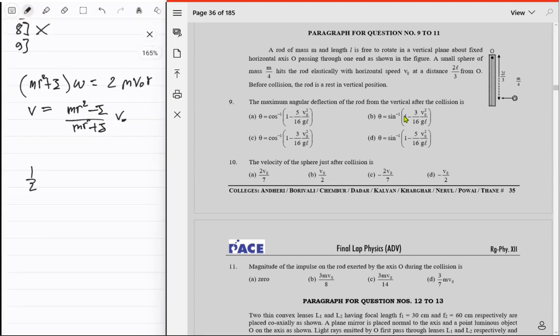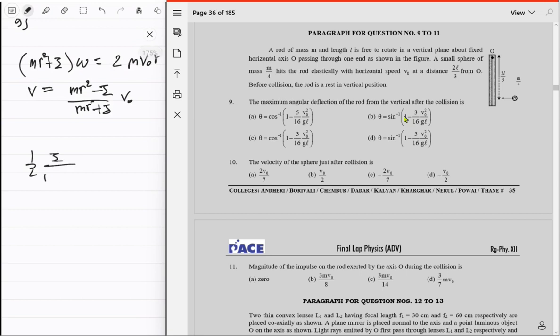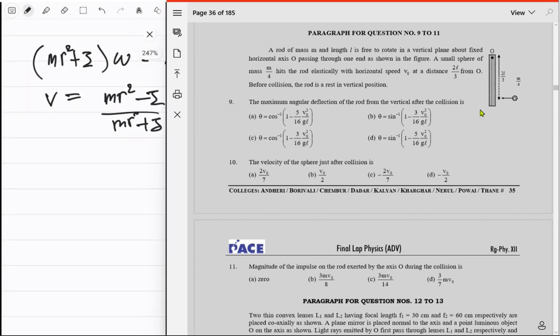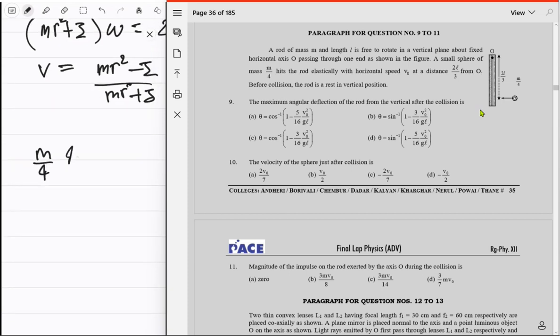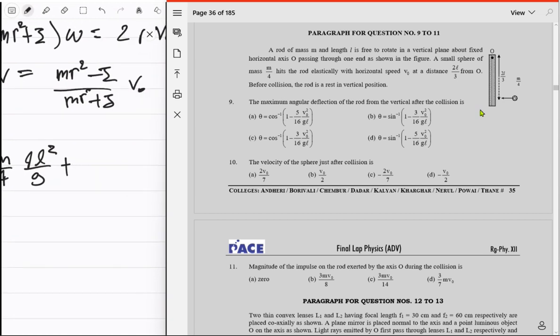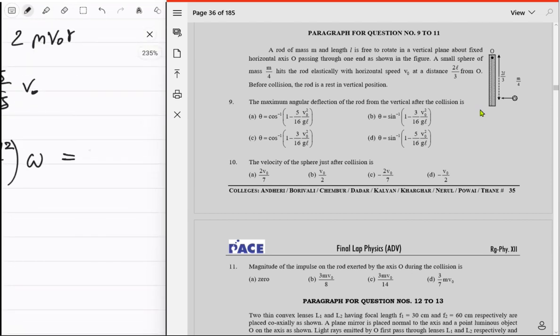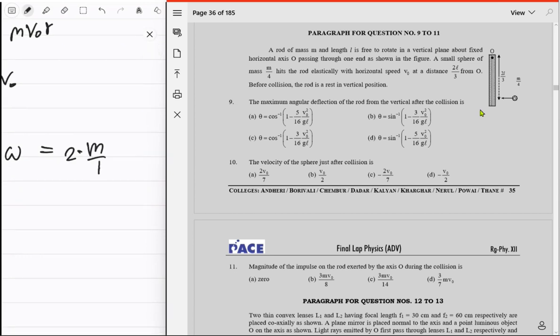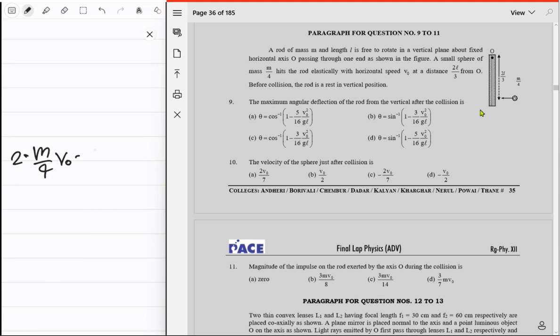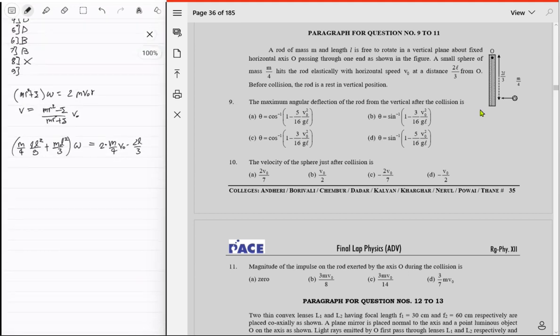Half I omega squared. I is just I, then mr squared plus I. R is of course just 2L upon 3 in this case. The mass of the sphere is m upon 4. Inertia, I guess, is the best to start putting in here, right? So instead of m upon 4 r squared, it's just 4L squared upon 9, plus the inertia of this complete rod, mass m, length L, which is ml squared upon 3, times omega, is equal to 2 m v naught r, which is 2 times, in this case, m upon 4 v naught, and then r is 2L upon 3. Got it. Simplify this.